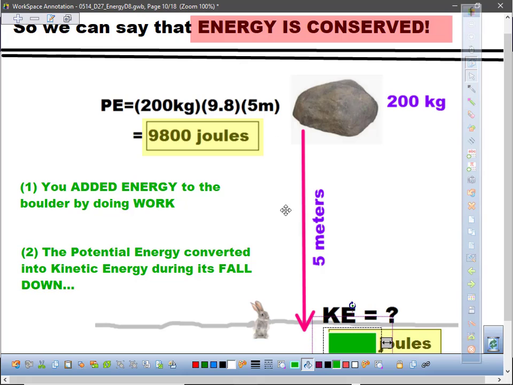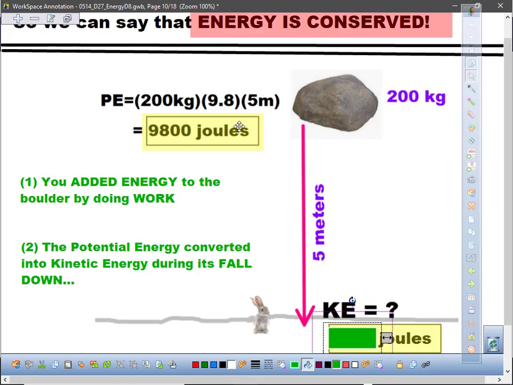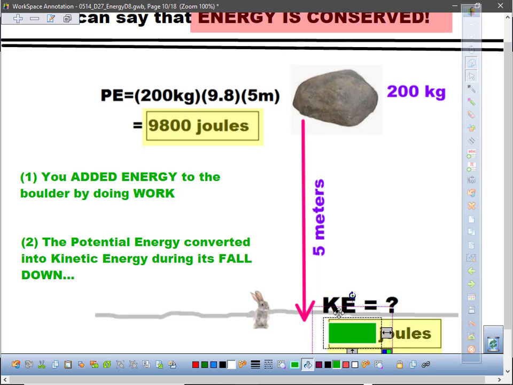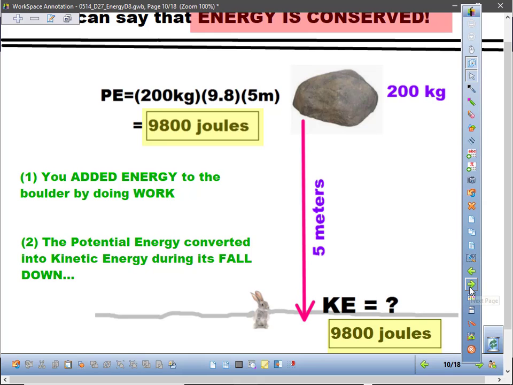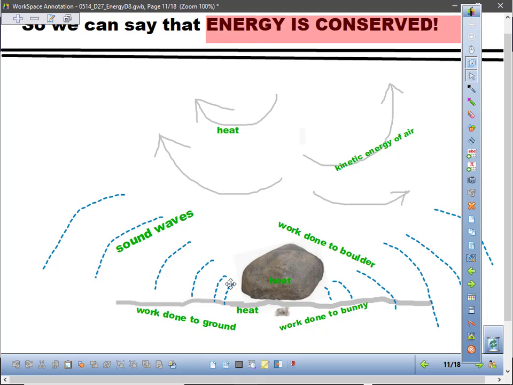So how much kinetic energy does it have when it hits the ground? Energy is conserved. So if we did 9,800 joules of energy to lift it, that means it still has 9,800 joules when it hits the ground. And that's all turned into kinetic energy. So 9,800 joules of kinetic energy. That's how much energy it has when it gets to the ground. And actually, once it gets to the ground, now the energy is converted into other things. Hits the ground, and if it lands on the bunny, that's not good. It's turned into all these other forms of energy.